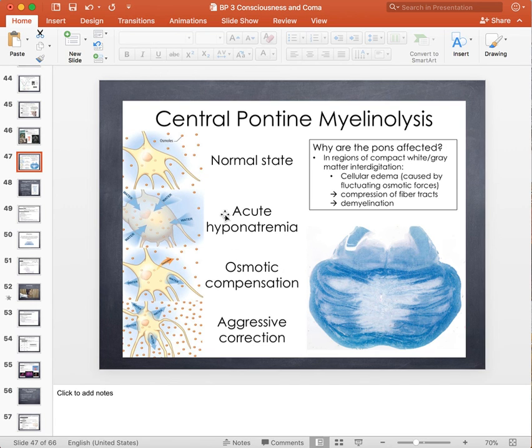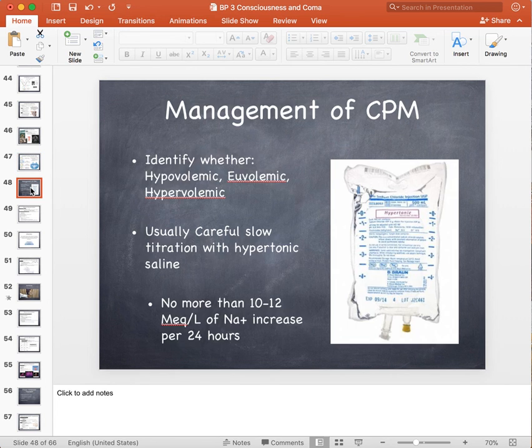So when someone becomes hyponatremic and they get swelling of their neurons, eventually the brain compensates osmotically and everything kind of levels out. If one aggressively corrects the sodium with a hypertonic saline like this, all that osmotic compensation reverses and the water comes rushing out of the brain cells, they shrink up and die and demyelinate. So don't do that.